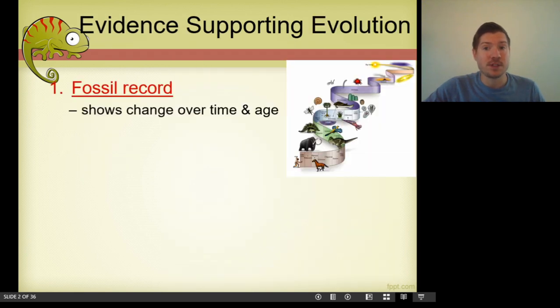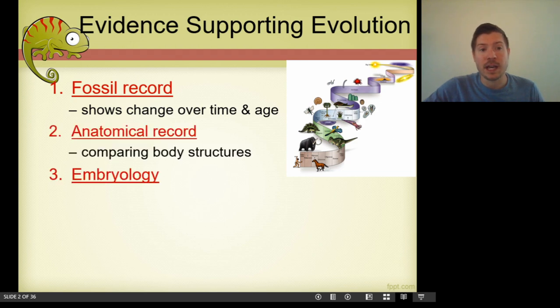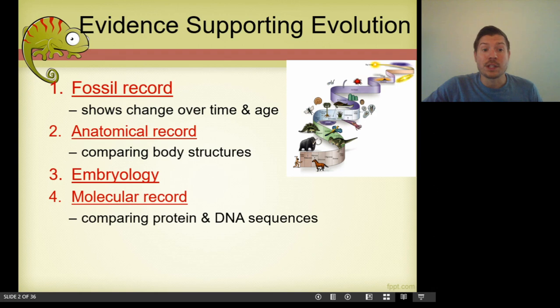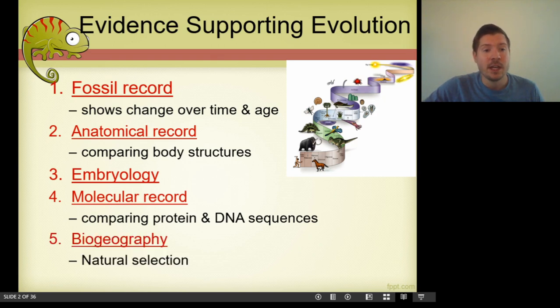We'll start off with the fossil record, showing us how species have changed over time. Then we'll look at the anatomical record, anatomy. We can compare body structures. We will look at embryology, how organisms' embryos change, gives us evidence of evolution. We'll look at the molecular record, which is basically DNA sequences, protein sequences. This is some powerful evidence for evolution that Darwin never had access to. And last, we'll look at biogeography, basically where organisms live and how they've moved and developed, also provides evidence of evolution.